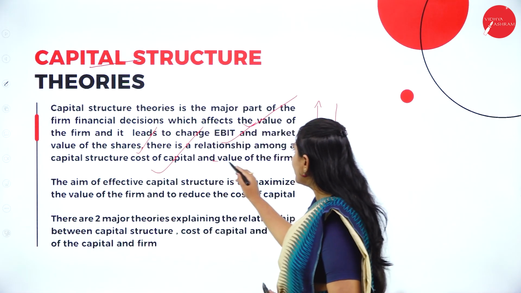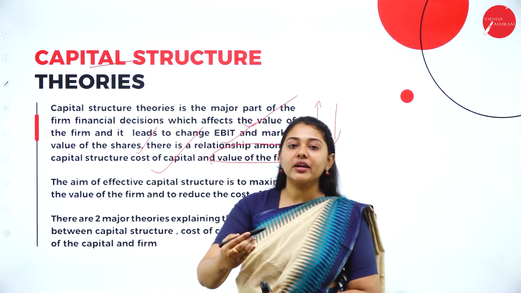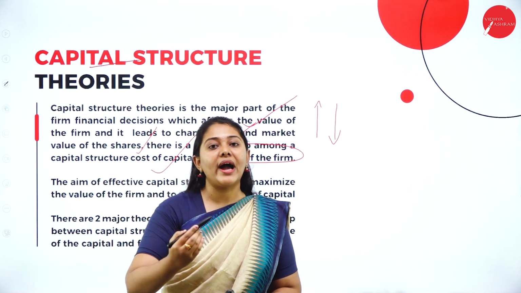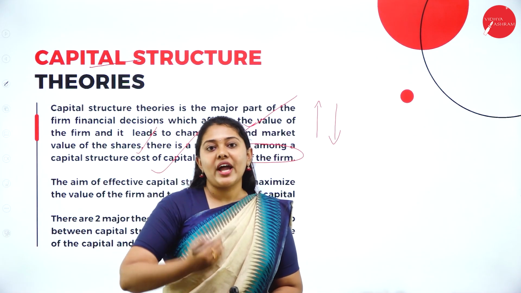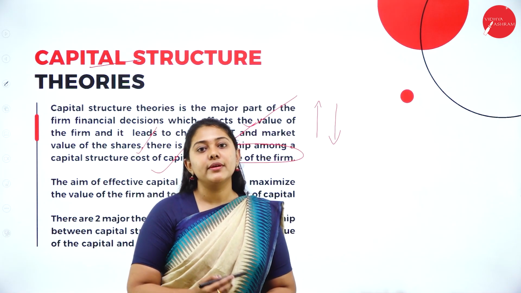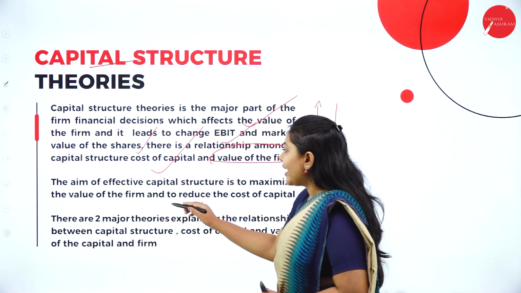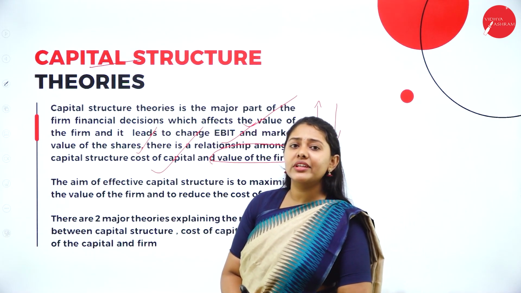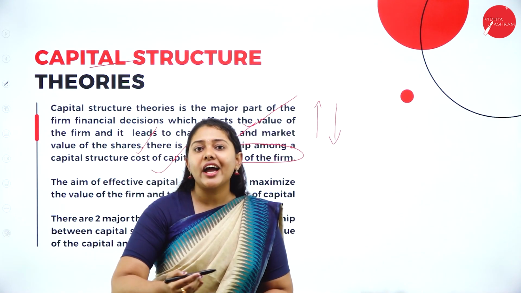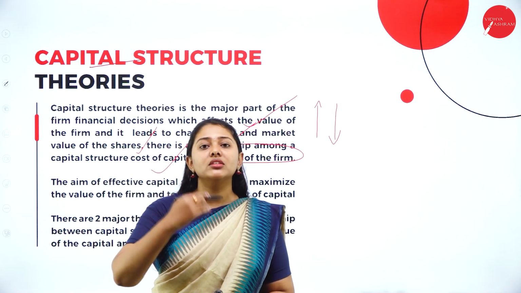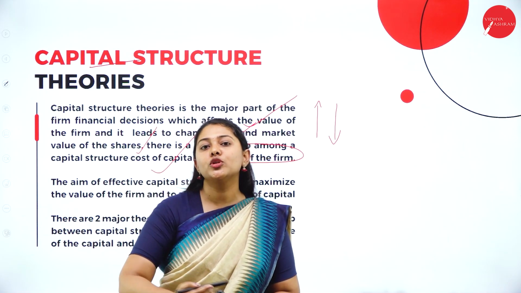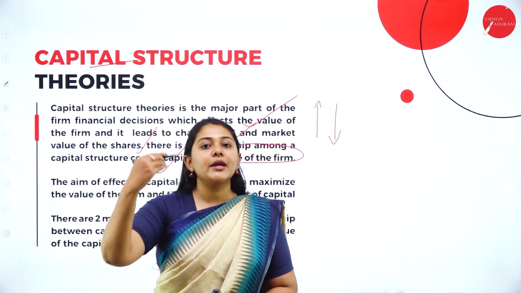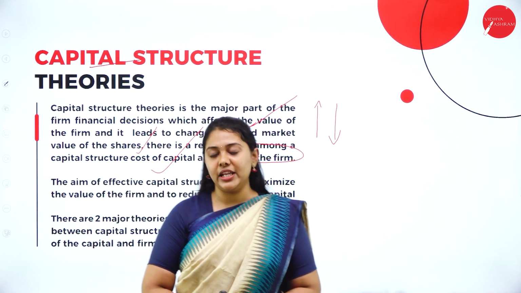The value of the firm is nothing but in a particular market, what is the value of that share? What is the value of the share price, the market price in that particular market? So the aim of effective capital structure. So what is the objective of a capital structure? Which type of long-term sources of finance should be used in your capital so that the cost will decrease, at the same time the value of the firm increases.